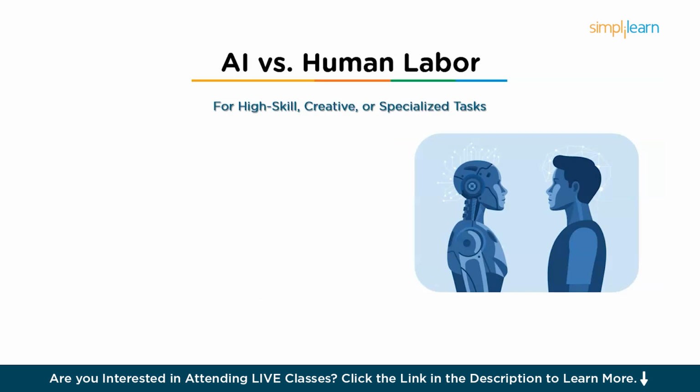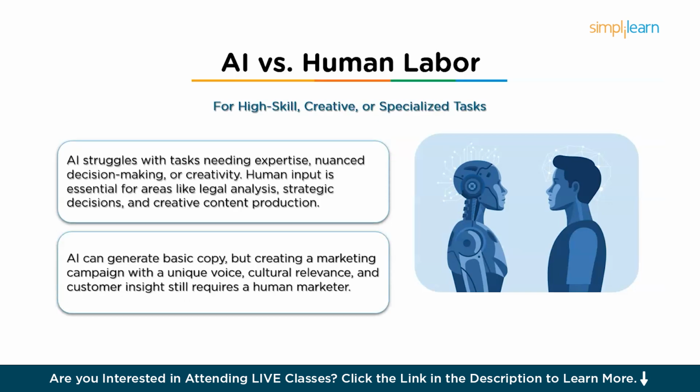Then in areas where high-skill creative or specialized tasks are needed, AI still faces limitations in tasks that require high-level expertise, nuanced decision-making, or creativity. Human experts bring a wealth of contextual understanding, emotional intelligence, and domain-specific knowledge that AI models currently cannot replicate. So for example, legal analysis, strategic business decision-making, and highly creative content production often require human input. While AI can generate basic copy for blogs or advertisements, creating a marketing campaign with a unique voice, cultural relevance, and deep understanding of customer psychology would likely still require a human marketer.